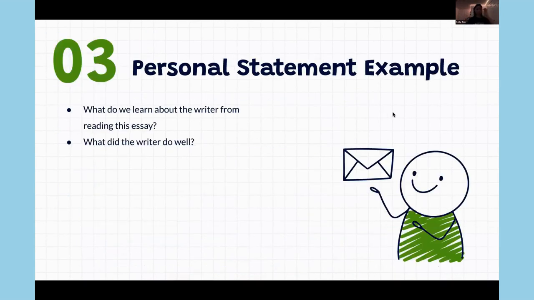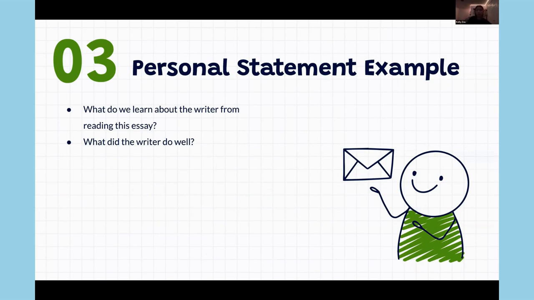Okay, so that was our little lesson, and now we're going to look at examples. I'm going to put a link in the chat, and it's going to have an example essay. This document has all of the essays that we've looked at so far. Right now we're going to look at essay number 3, but if you want, you can look back at essays 1 and 2.